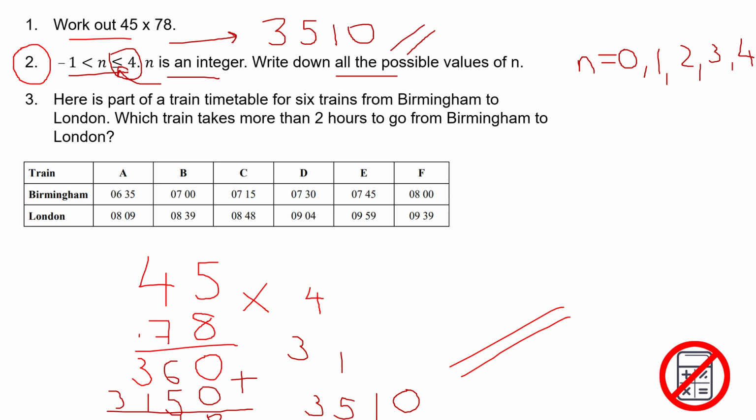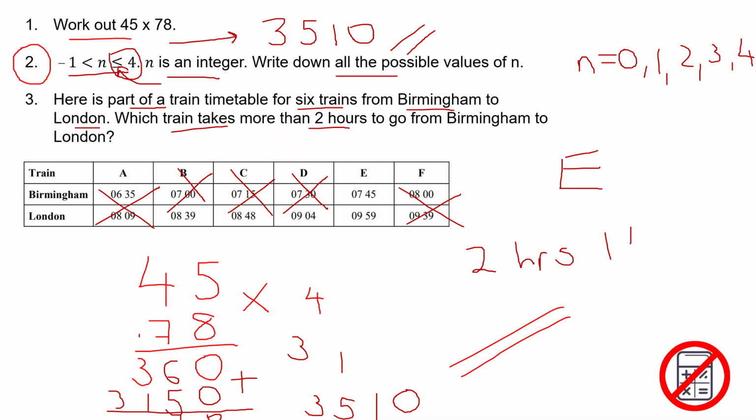Question 3. Here is part of a train timetable for 6 trains from Birmingham to London. Which train takes more than 2 hours to go from Birmingham to London? Well, it's not B, it's also not C, and it's also not D. It's actually going to be E. F takes an hour and something, A takes an hour and a bit, so it has to be E, because it's 2 hours and 14 minutes.